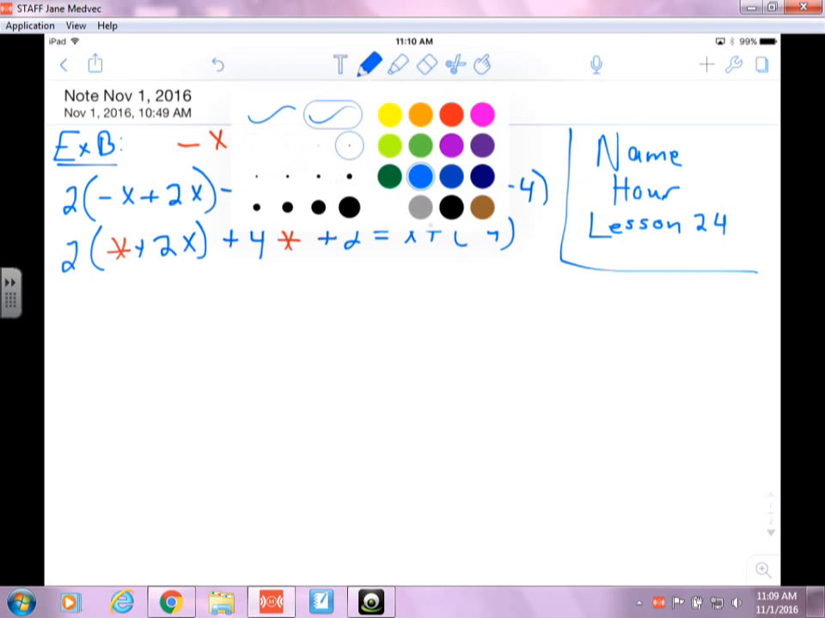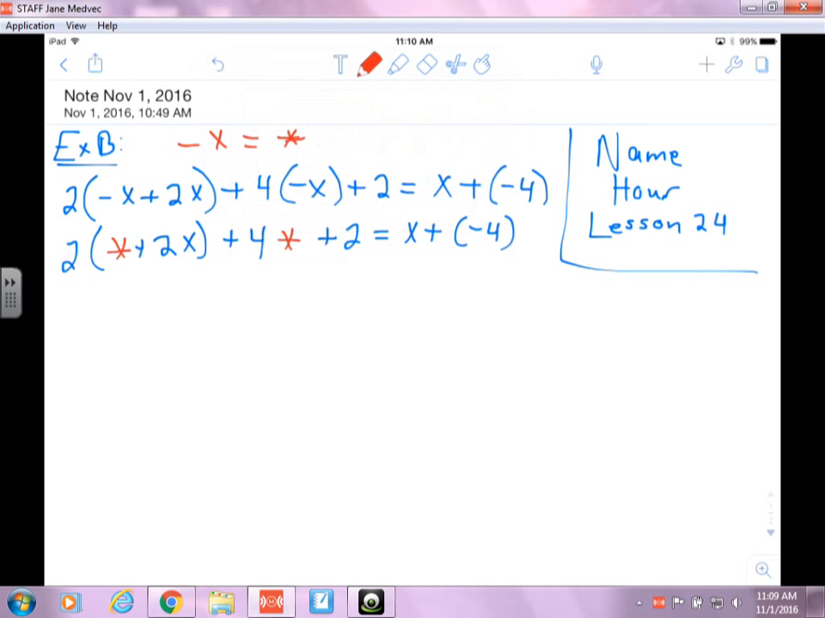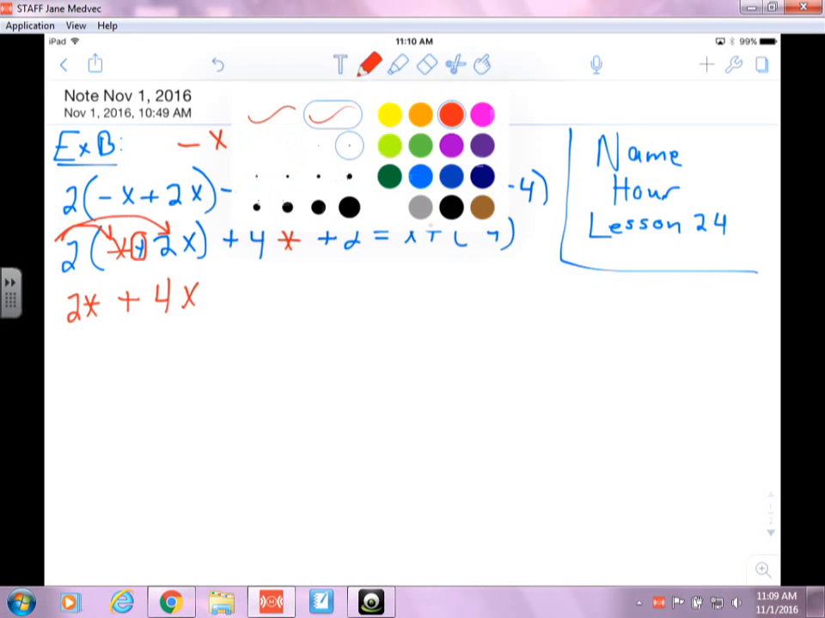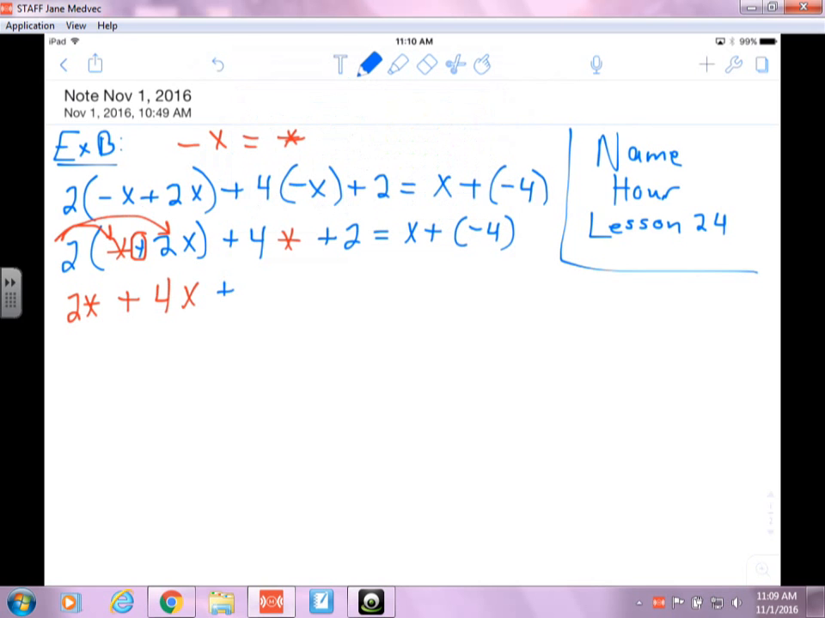And again, we're kind of done with the two packages. We're going to actually distribute. So 2 times star is 2 star. What sign goes between them? A plus sign, because it's right there, right? So I'm going to put a plus sign, and then 2 times 2x is 4x. Yep, and then I'm going to write all that other stuff down next to it.